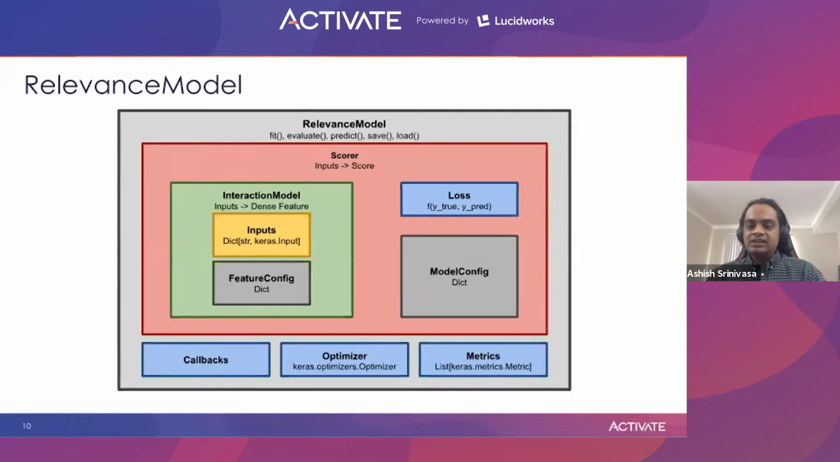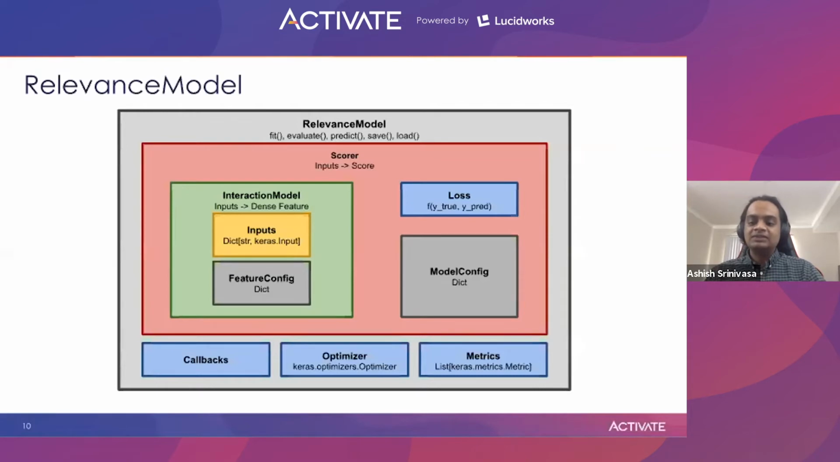All right, now let's see how we can define a relevance model by combining all the subcomponents. Let's do this bottom up. Firstly, you define an interaction model, which uses the feature config to transform input features into a dense numeric representation that can be used for scoring. For example, we use this layer to convert categorical features into embeddings or encode sequence features like text or any other feature transformation that you see necessary on the inputs.